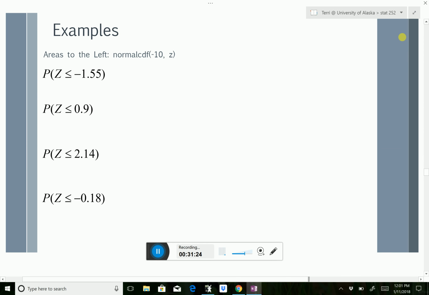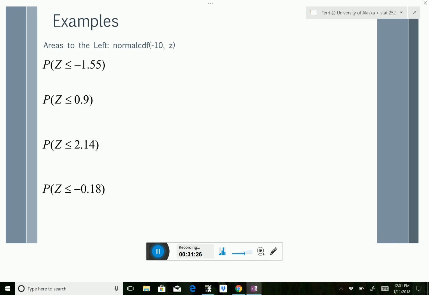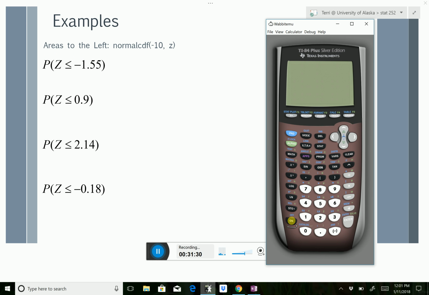So let's practice doing this. Areas to the left, we use normal CDF. We go into your calculator, and I do expect you guys to follow along. Grab your calculator, and let's take a look at what we're doing. So we're going to use normal CDF. You find normal CDF under 2nd VARS. It's under your distributions. It's the second one. You can even hit the 2. And those of you who come up with a menu, it says lower, upper, mu, sigma, and paste.